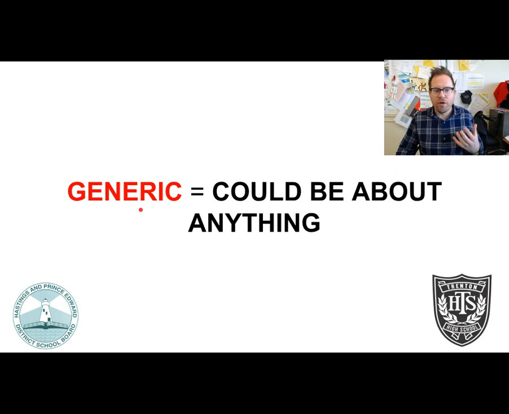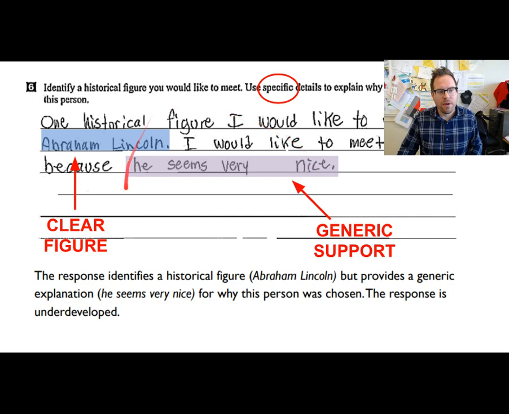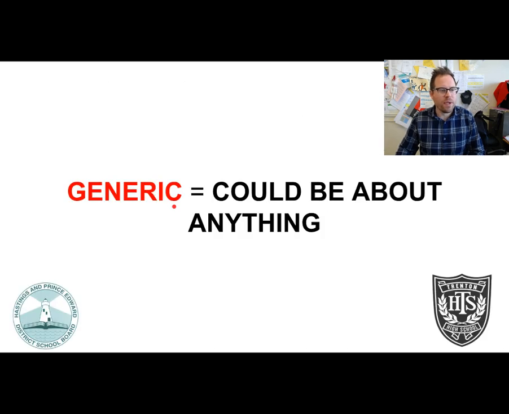Because generic could be really about anything. So if we go back to our answer here, "he seems very nice" could apply to me. It could apply to Mr. McDougall. It could apply to Santa Claus. It could apply to really anybody. Okay, it's nothing specific to Abraham Lincoln. So that is a code 10. Generic could be about anything. The details could be about anything.